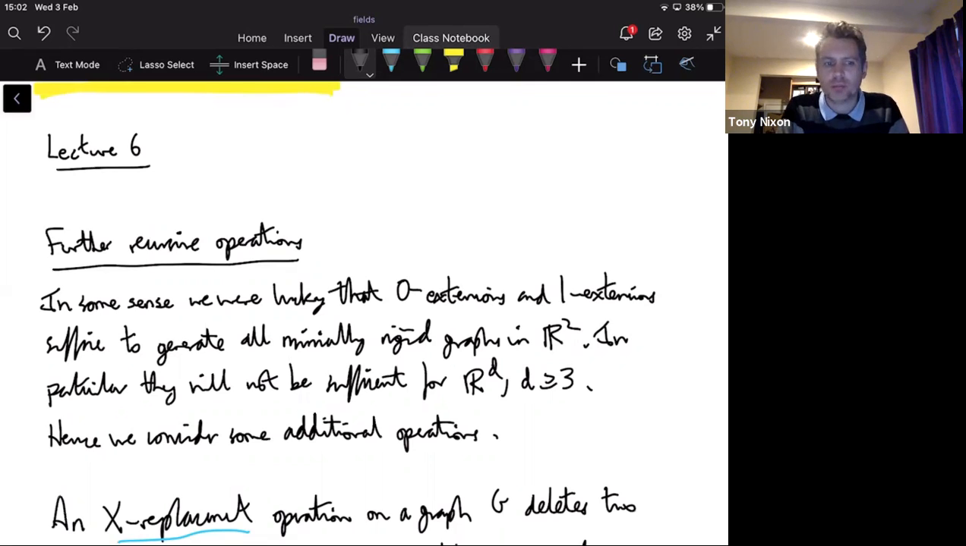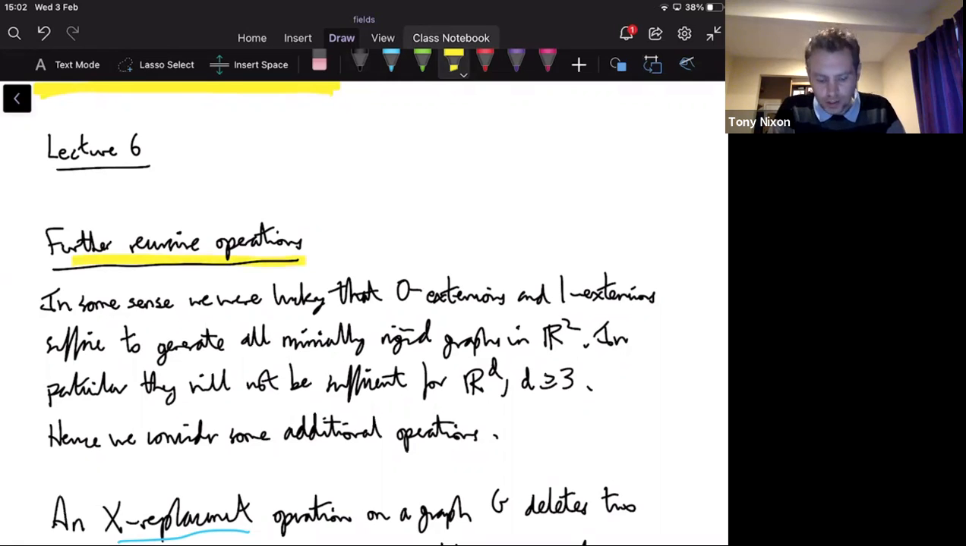So if you remember, we were at the point where we'd proved Laman's theorem, the Pollaczek-Geiringer theorem. So we'd characterized generic rigidity in 2-dimensional Euclidean space. And we did this by a recursive construction of 2-tree tight graphs. And we'd already shown that the operations that we used then, 0 and 1 extensions, preserved minimal rigidity. So I did talk a little bit informally about this, but I wanted to talk about further recursive operations to start this lecture.